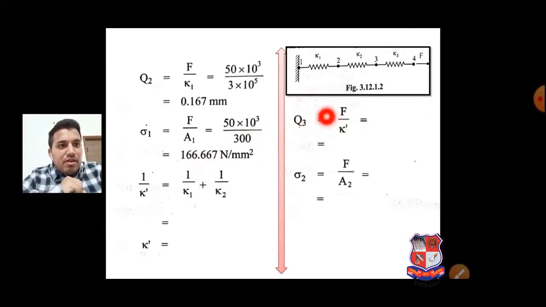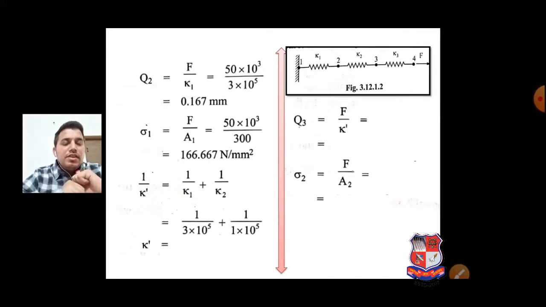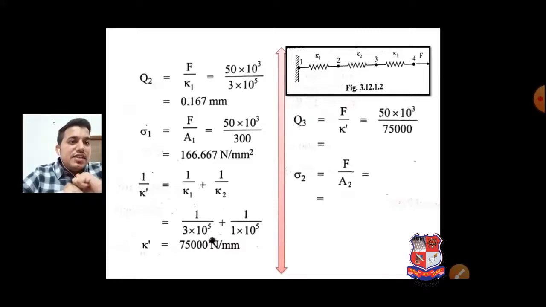and to find the K dash we formulate a parallel system. 1 by K dash is equal to 1 upon K1 plus 1 upon K2. So we are putting the value of K1 and K2 as per the previous formulation. So here we find K dash is equal to 75000 Newton per mm. Now we put the same value in Q3 and we find Q3 is equal to 0.667 mm.